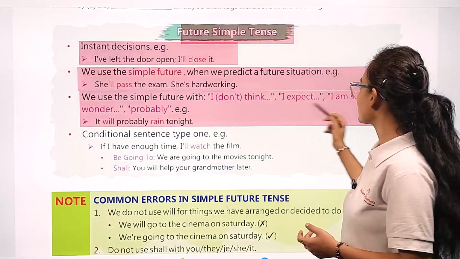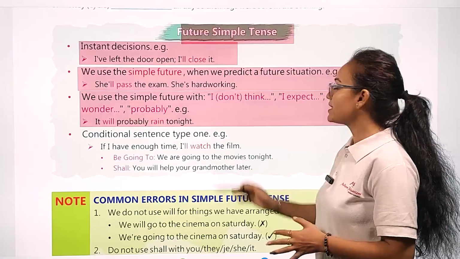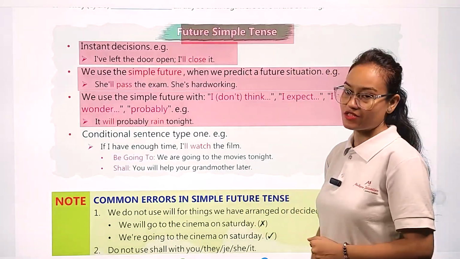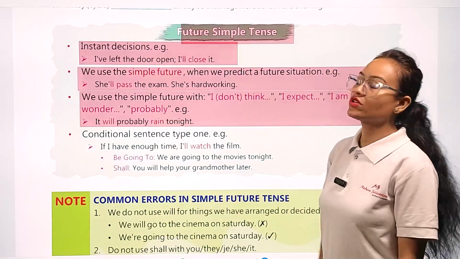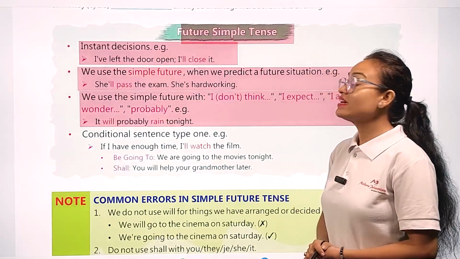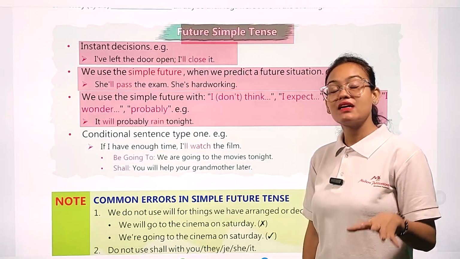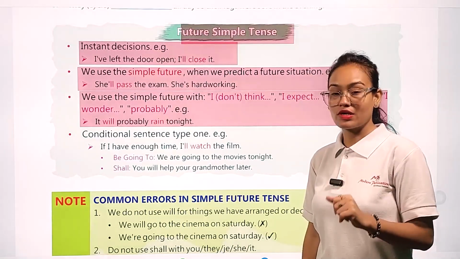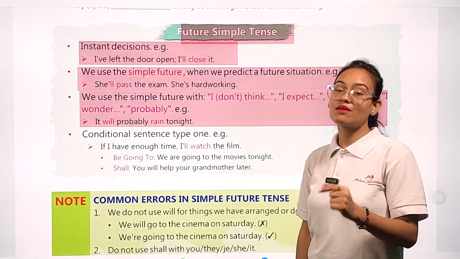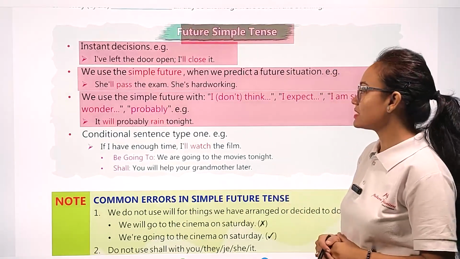Okay, so in this way, my dear student, we use our simple future tense with words like I don't like, I expect, I am sure, I wonder, probably, etc. While using all these words, we use our simple future tense. Okay, it will probably rain tonight. It is a probability, a possibility that there will be rainfall tonight. Here, my dear student, we are predicting about the possibility. So all this comes under the future simple tense.